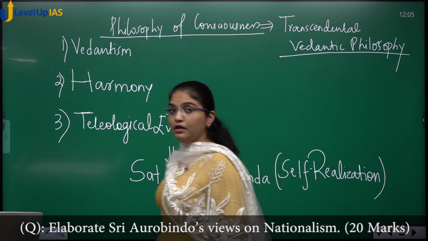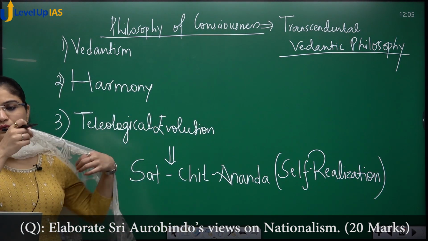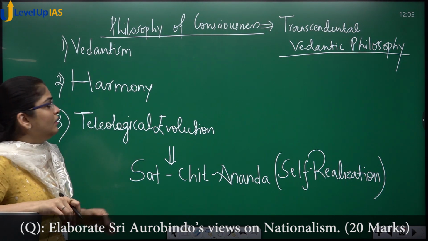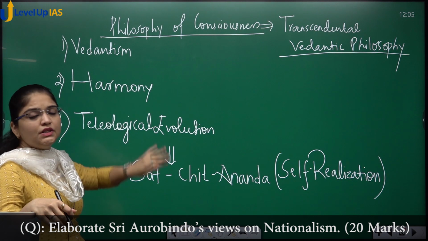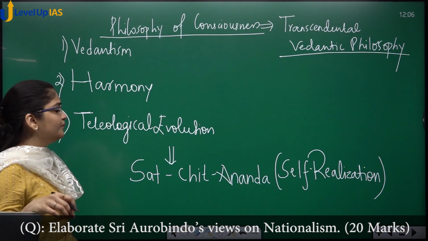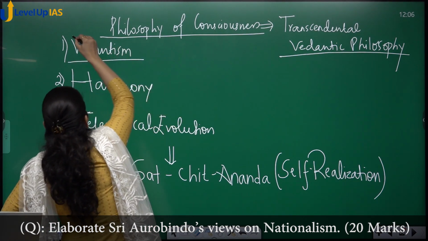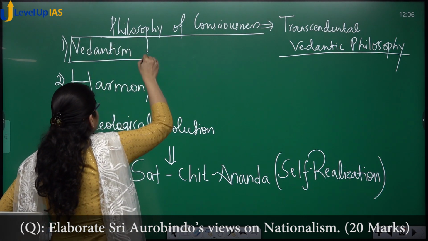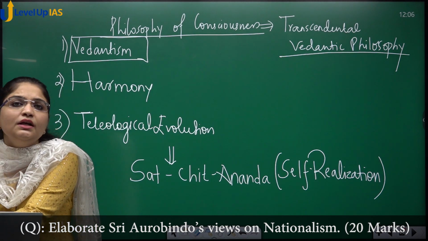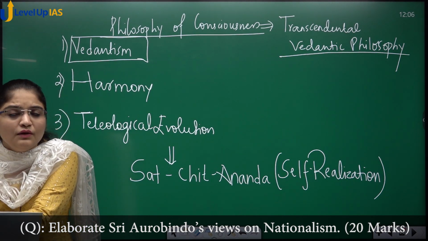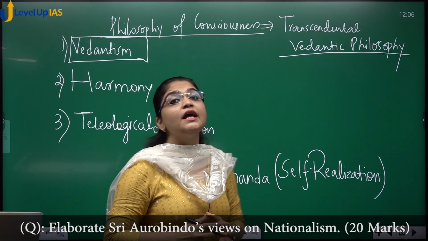Transcendental Vedantic philosophy. Now, there are three important ideas which are associated with this philosophy of consciousness. The first is known as Vedantism. Okay, now what does he mean by this Vedantism? So he says that there is one absolute truth. And what is this absolute truth? Brahma contains the absolute truth.